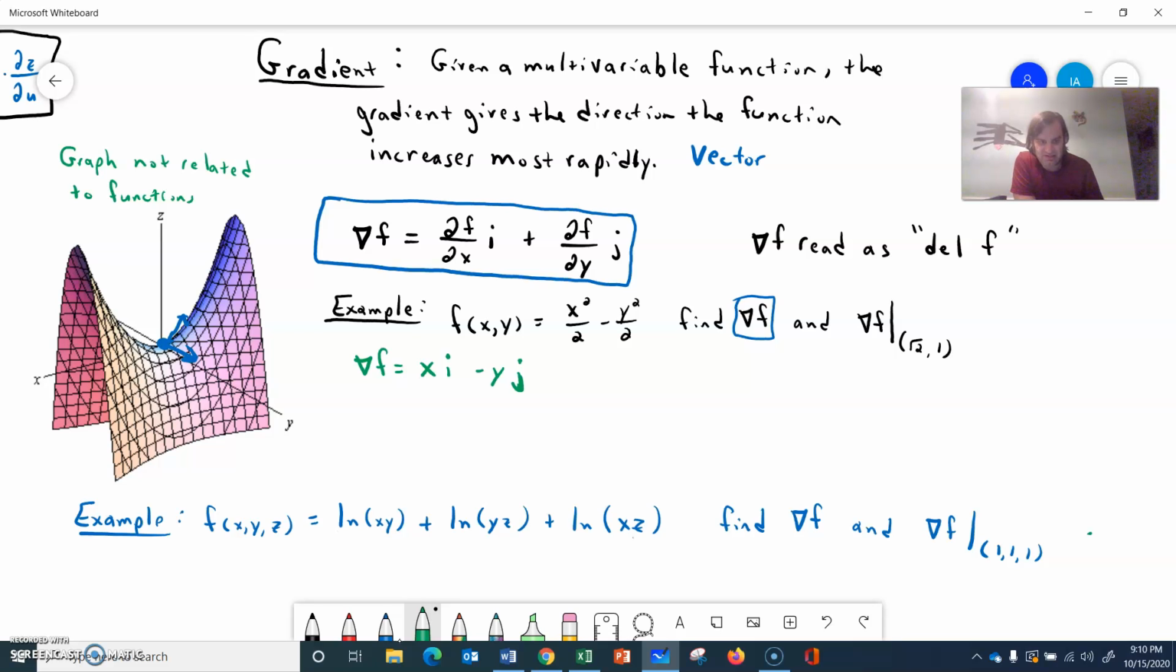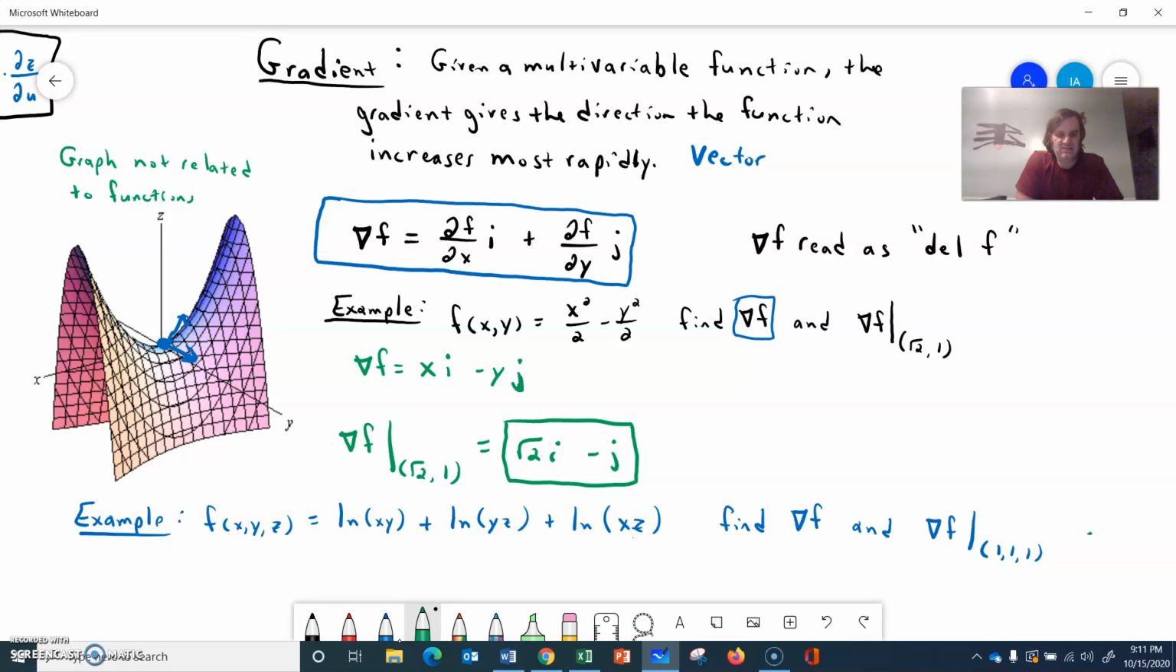So what we're going to do now is take an actual point, and the notation looks like this. We're going to use the point square root of 2, 1 for x, y, and we're going to plug it in. We'll plug in square root of 2 for x, so we'll have square root of 2 i. And then 1 for y, so we'll have minus j. So that's the direction if we were at the point square root of 2, 1, that we would move to start increasing this function the quickest.